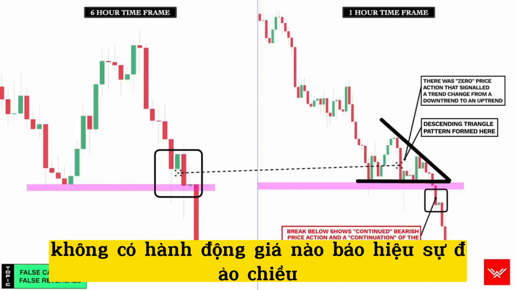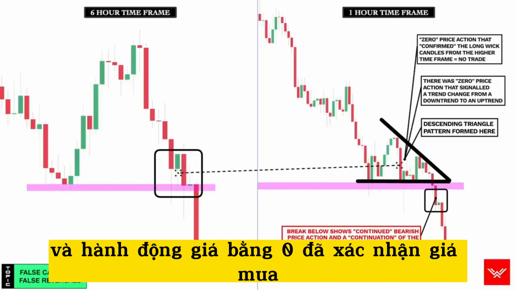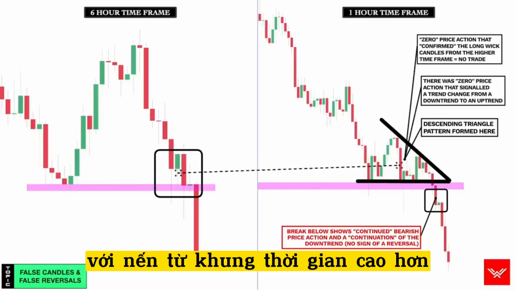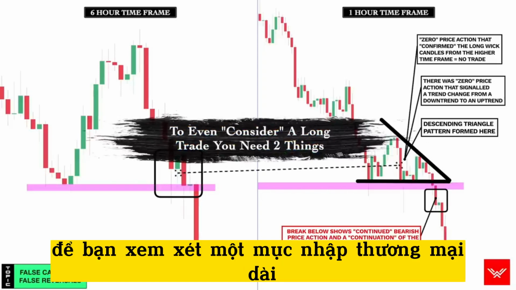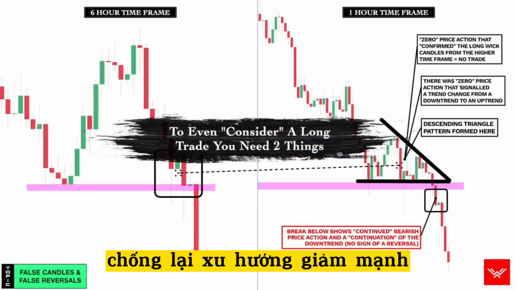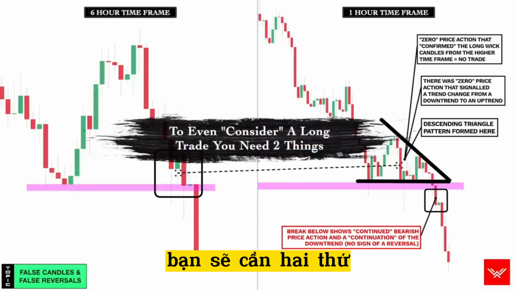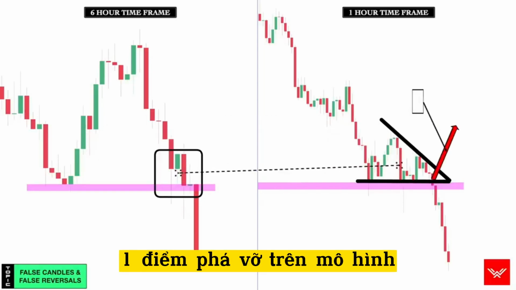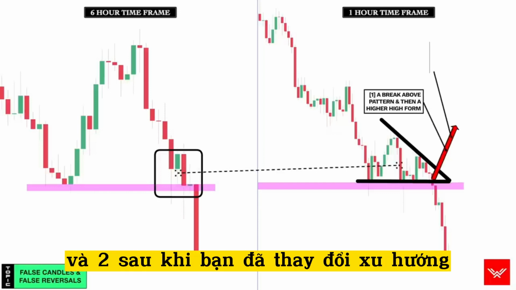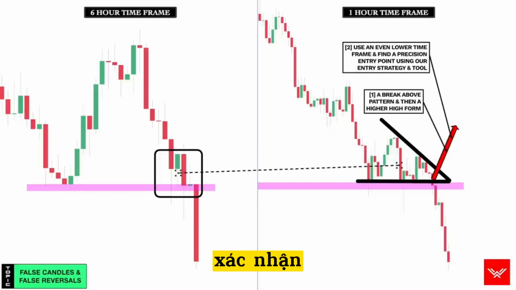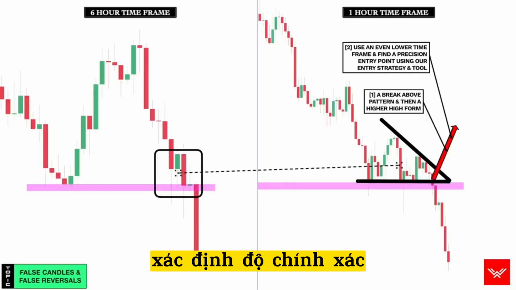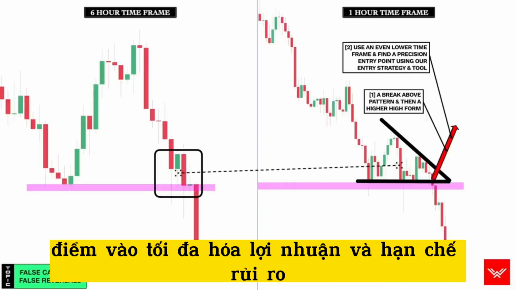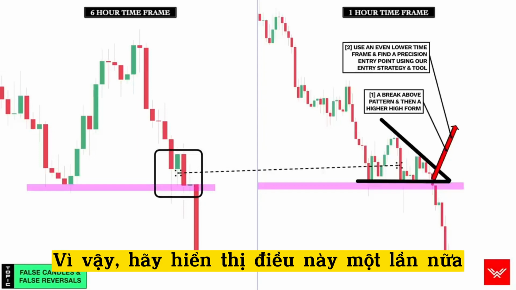There was zero price action that signaled a reversal, and zero price action that confirmed the long wick candles from the higher time frame, meaning there was no trade long. For you to consider a long trade entry against the strong downtrend, you would need two things. 1. A break above the pattern and a higher high, and 2. After you had the trend change confirmation, to go to the even lower time frames to identify a precision entry point that maximizes gains and limits risk. So let's show this again.